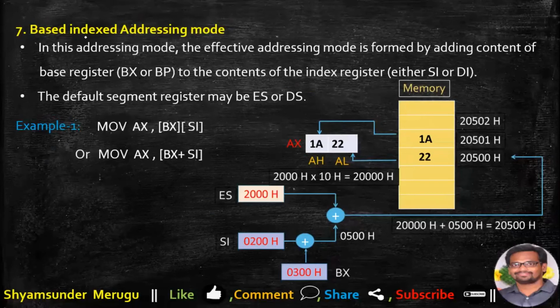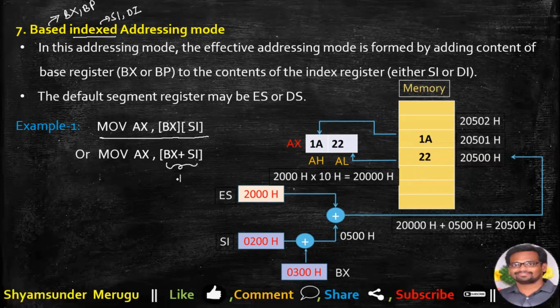Coming to the based index addressing mode. One must use the base registers. The base registers may be BX or BP, and it also should be used with index registers. That means SI and DI, right? So we have to use these registers. Now here we can see MOV AX, [BX][SI]. This can also be written as MOV AX, [BX plus SI].